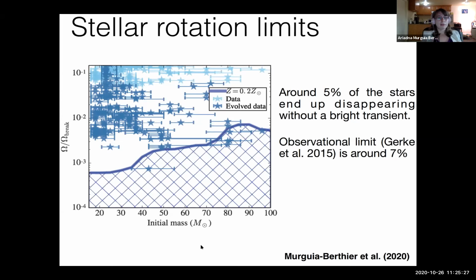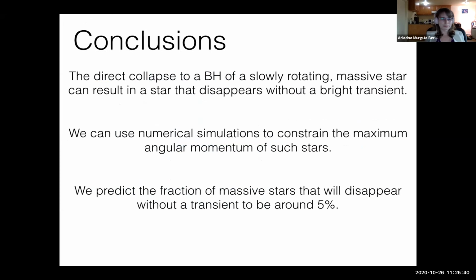Now, let me just say a caveat: this number is highly dependent on the MESA models used. If we change, for example, the wind prescription even a bit, this fraction can be like 7%. So it's actually relatively consistent.